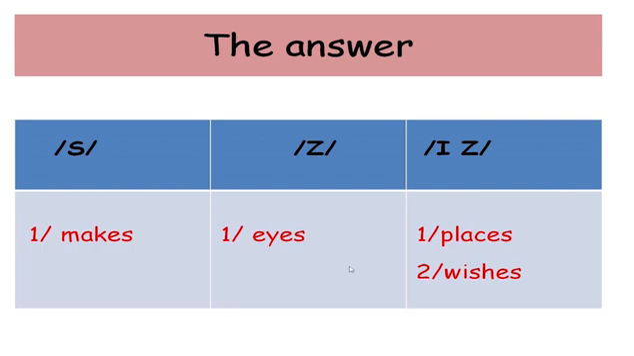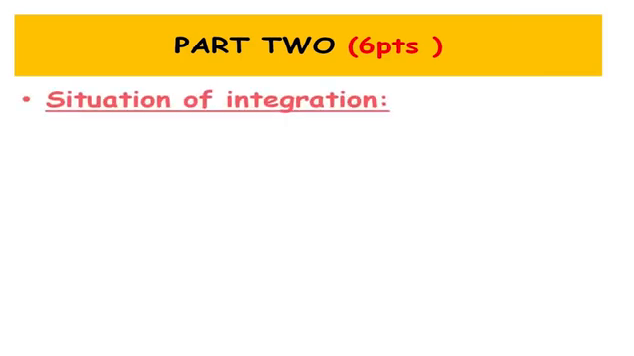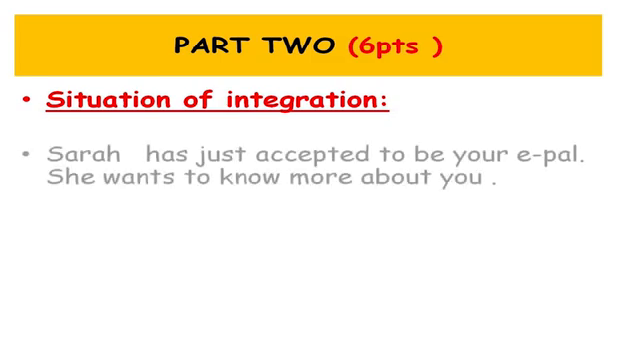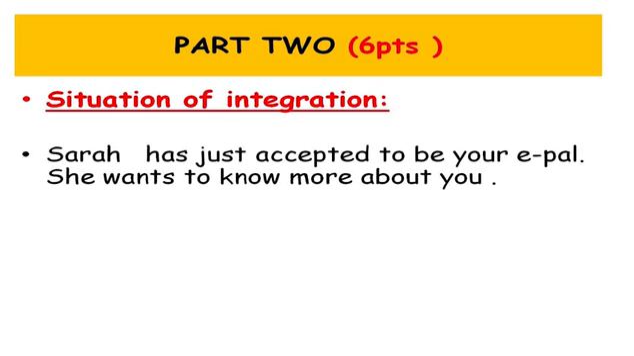Like this, we have finished with the first part. Now, what is remaining? Yes, second part. It's part 2. It is the situation of integration. In this part, you are asked to produce a paragraph. So the first thing you have to do is to read the instruction. Let's read it together. Sarah has just been accepted to be your e-pal. She wants to know more about you.